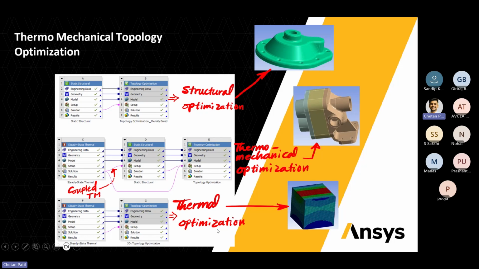So the first thing we are going to discuss is how we are going to perform structural optimization initially, then how we are going to perform the thermal optimization, and how the optimization tool behaves under different kinds of conditions. Later on, we are going to combine both conditions together and perform a thermomechanical optimization.